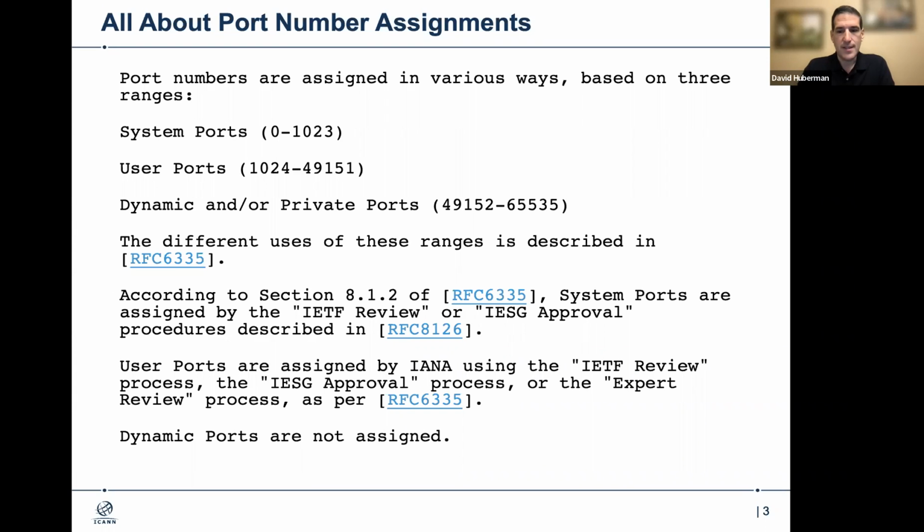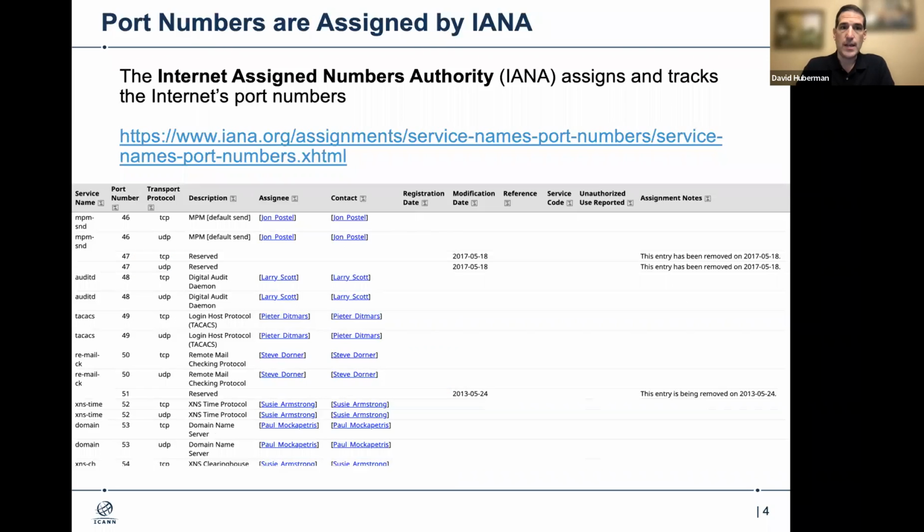Who assigns that port number? ICANN's. ICANN's assigns the port number as part of a service we have called the IANA, the Internet Assigned Numbers Authority. It's IANA that assigns and tracks the port numbers. It's at this URL, which you can click on when you look at these slides. It's a database of all 65,000 ports.